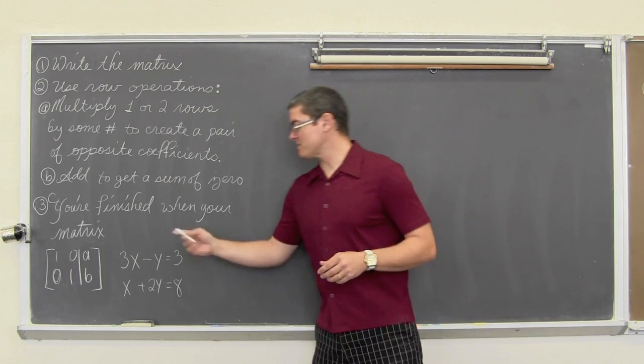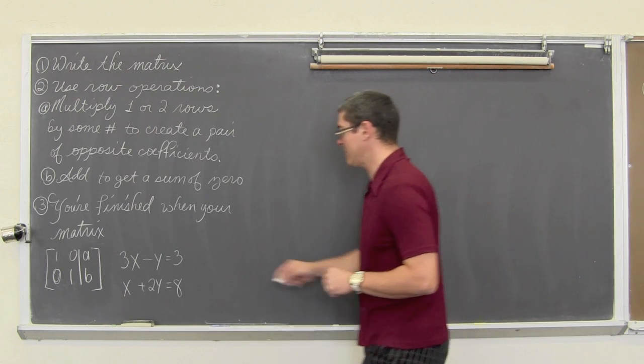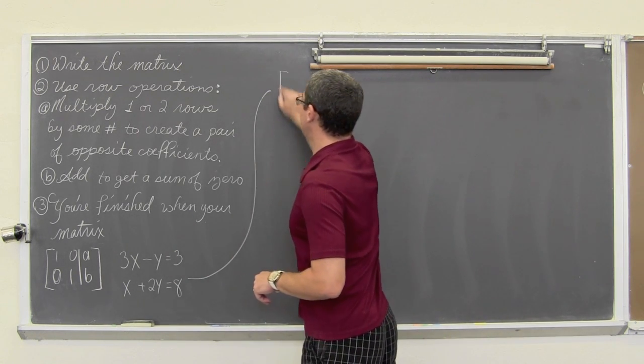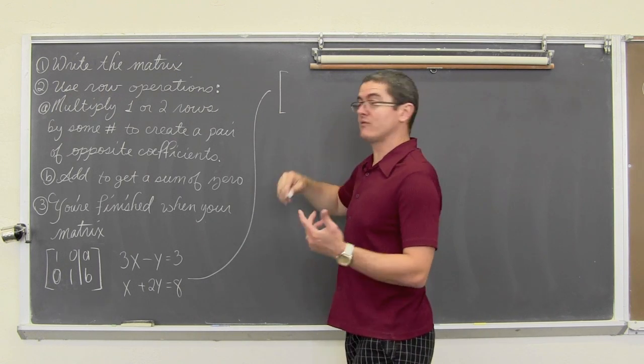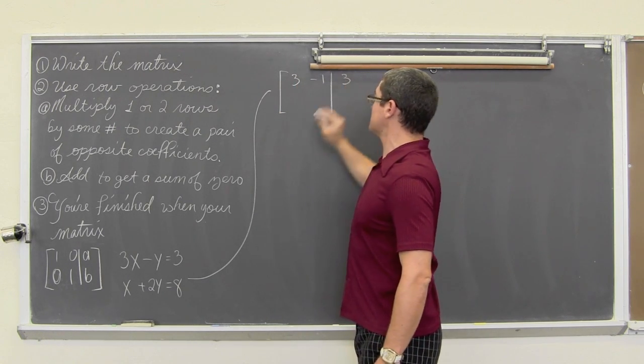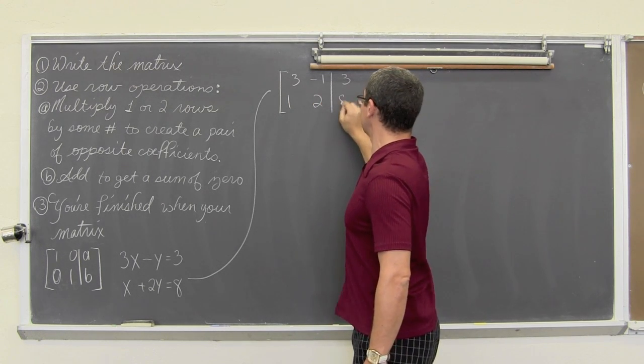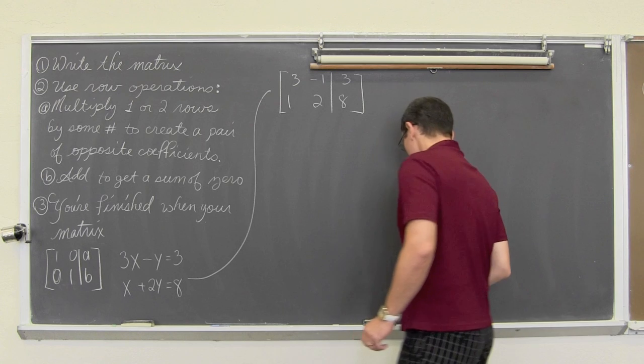So we have 3x minus y equals 3 and x plus 2y equals 8. We're going to write that as an augmented matrix here. And that becomes, well, just write it without the variables. So we have 3, negative 1, and a constant of 3. And then we have 1, 2, and a constant of 8.